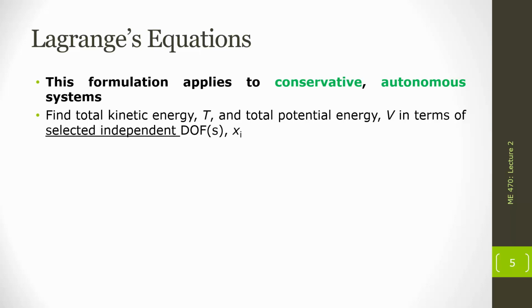And using this T and this V, we are able to come up with this quantity called L, the Lagrangian. So L is defined as our kinetic energy minus our potential energy in our system. So L would also be a function of time. It can change. And this L we can use to derive our equation of motion.